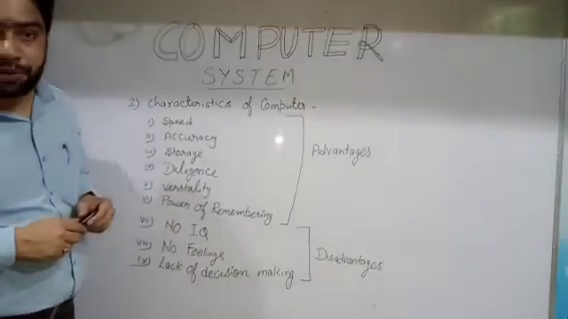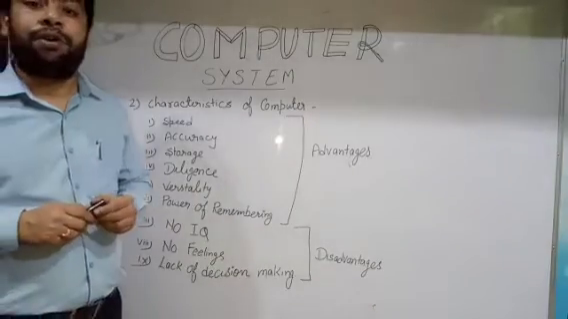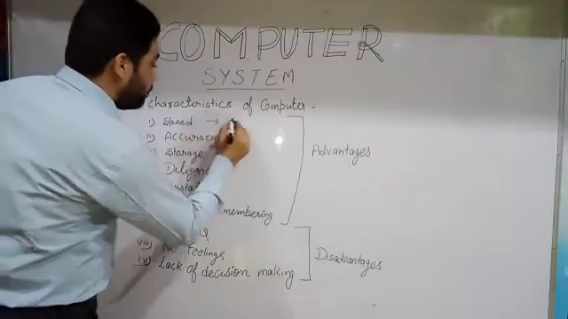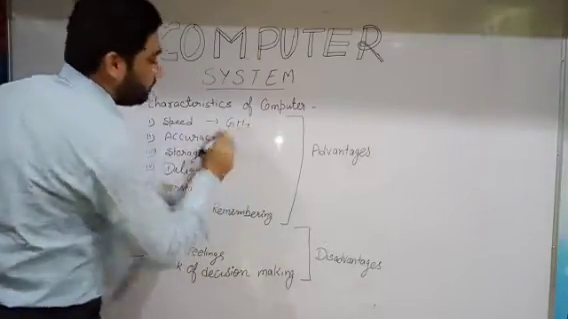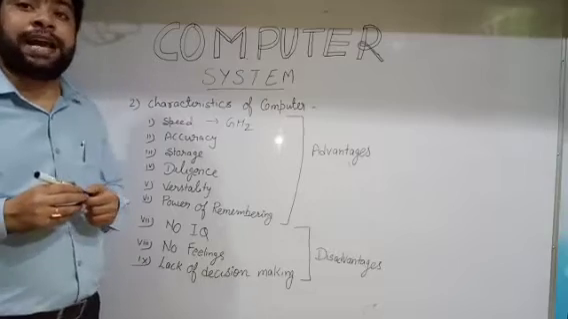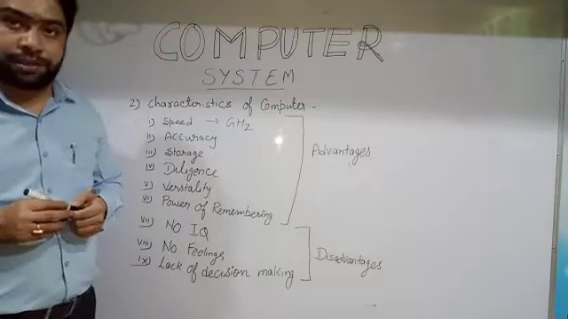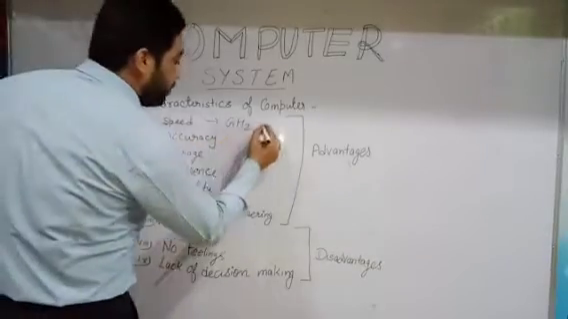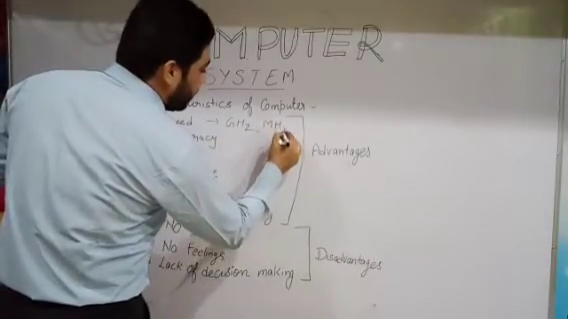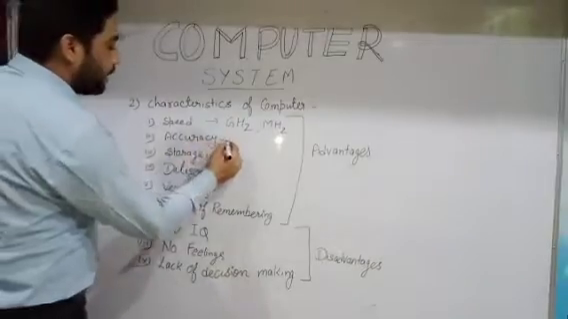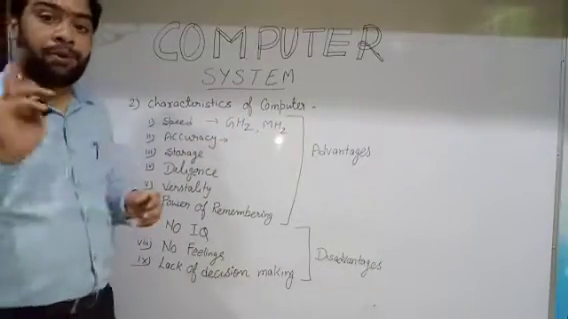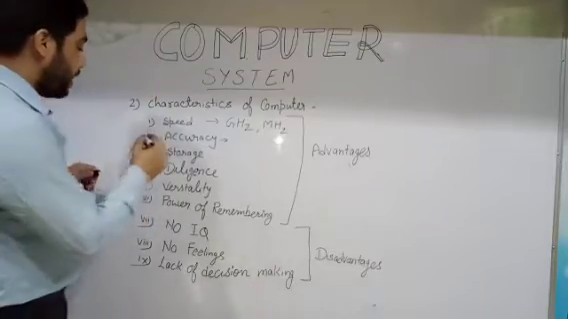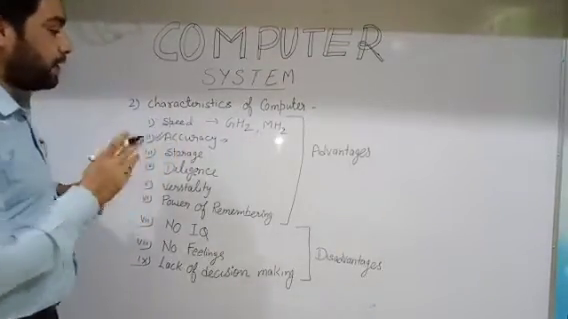As we very well know, a computer is a machine which does work in a very fast manner. Generally we count the speed of the computer in GHz, gigahertz. Sometimes it is also counted in MHz. Second one is accuracy. As you very well know, the computer never makes any mistake. So accuracy is an advantage of the computer.